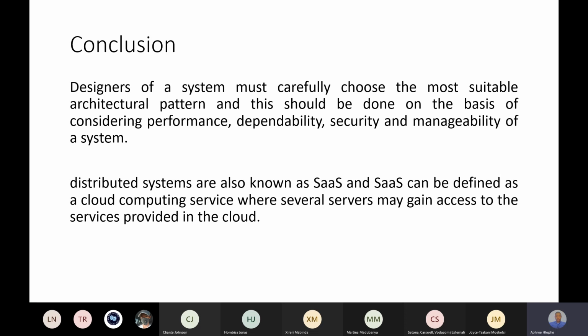Distributed systems are also known as software as a service, and software as a service can be defined as a cloud computing service where several servers may gain access to the services provided in the cloud. Okay, so that is study unit 3, all about distributed systems, and it can be a big challenge to implement, but you do not have to do that yourself. You can opt for the cloud, which is what most organizations are doing now.